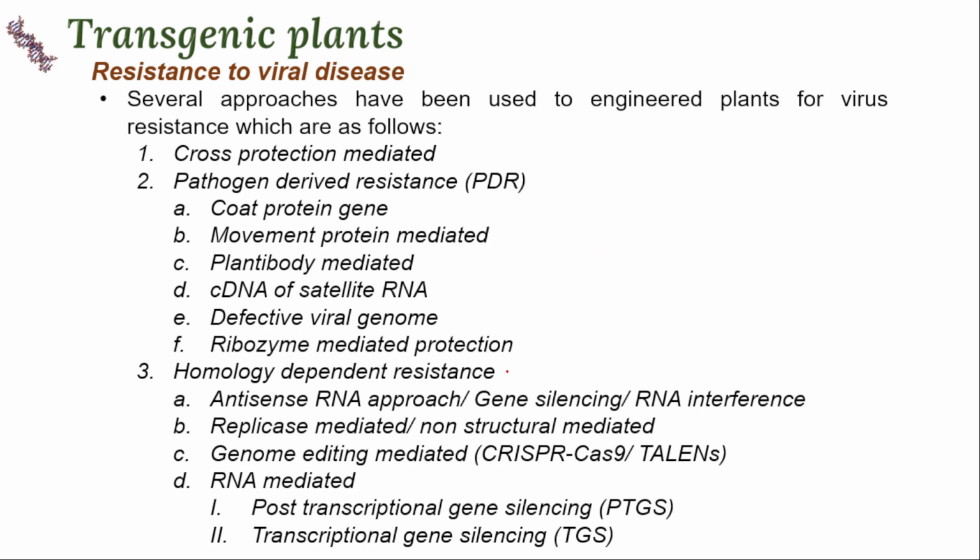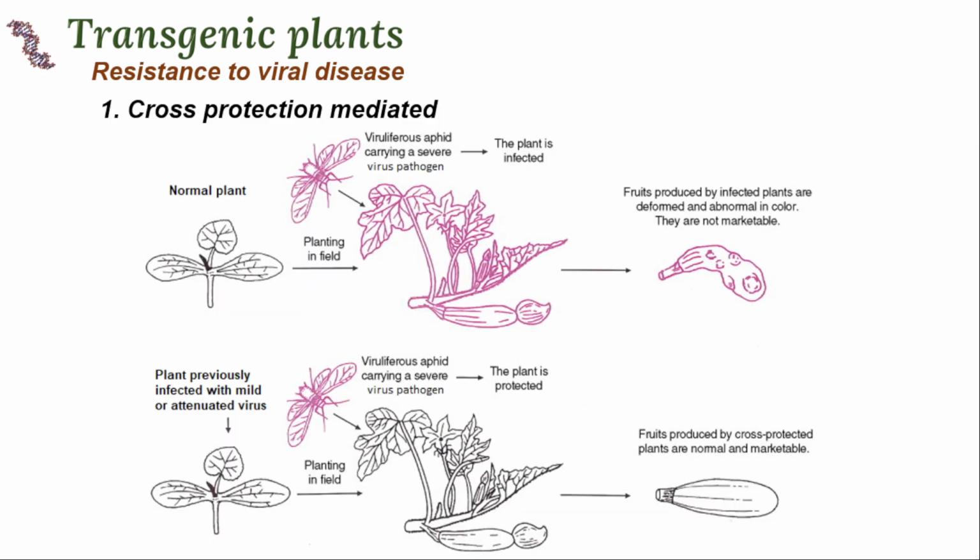We can also focus on other mechanisms that target DNA and mRNA, and we can also use precise genome editing technology to counteract the virus infection. So we'll go one by one through the approaches with respect to virus infection. We need to go for a transgenic approach to get rid of viruses in the transgenic plants. The first point is cross protection mediated resistance in transgenic plants.